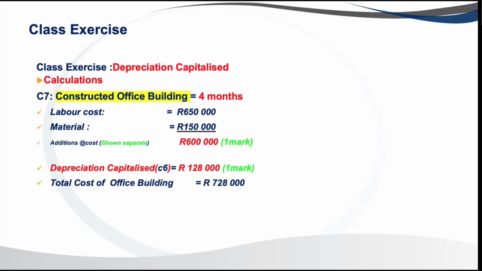The total cost of the office building is going to be 728. So you spend lots of time on the calculation page to come up with that figure. That is non-negotiable. Are you happy? Did you guys get the 728? Yes, sir. Then from here you do your simple accounting. Sorry, Mr. Molefe, I lost my concentration there for a minute.